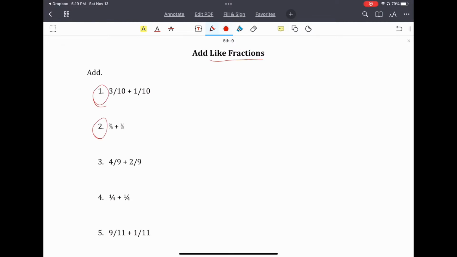As you can see, number 1, both of these have a denominator of 10. So when you're adding these two, all you have to do is add the numerators and keep the denominator the same. If you put it like this, you'll get 4 out of 10. And of course, you have to simplify. When you simplify, you'll end up with 2/5 as your final answer. So always make sure to simplify.